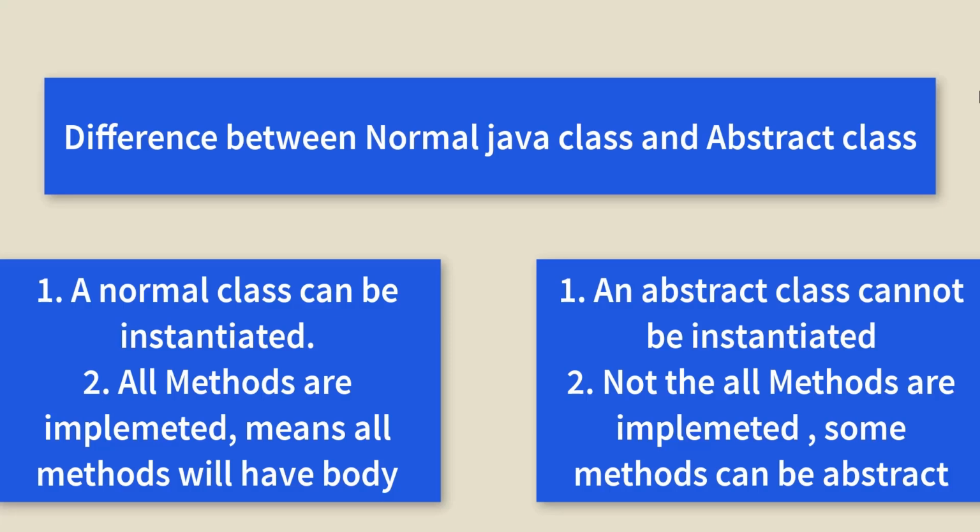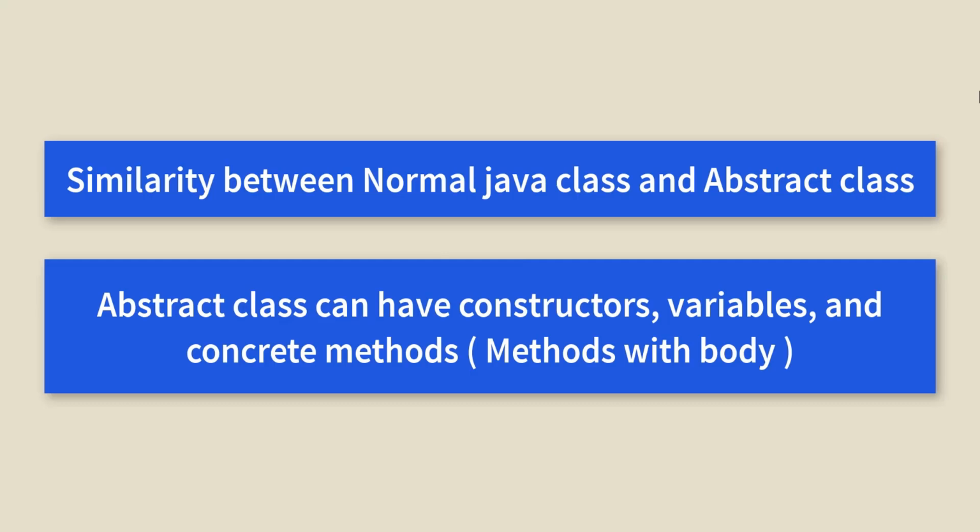Okay, so what is the difference between normal class and abstract class? So a normal class can be instantiated, whereas an abstract class we cannot instantiate. Okay, we cannot create an object of the abstract class. All the methods from the normal class are implemented. But in case of abstract class, it can have some unimplemented methods as well along with the normal methods. And similar to the normal class, abstract class can have a constructor, it can have variables of different types, it can have concrete methods, that means methods with the body as well.